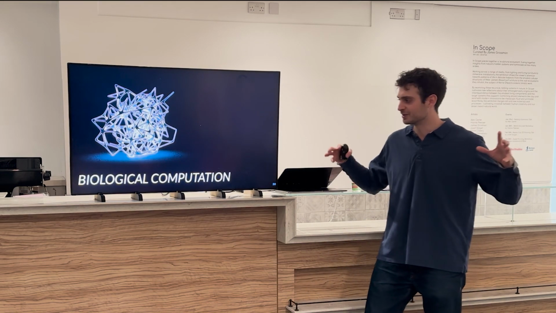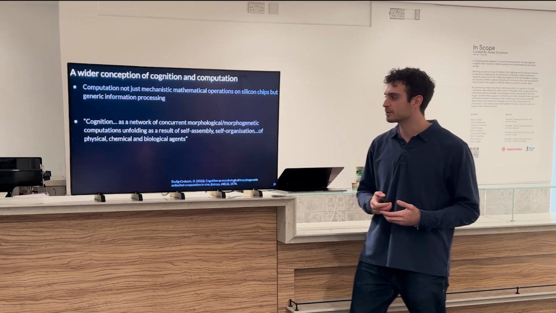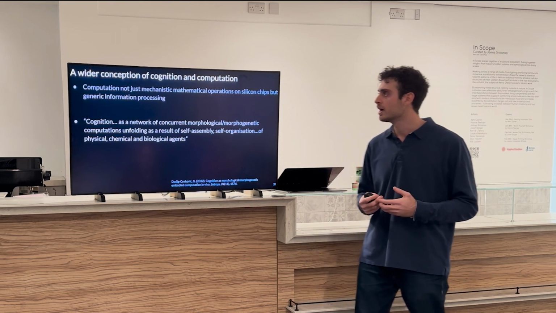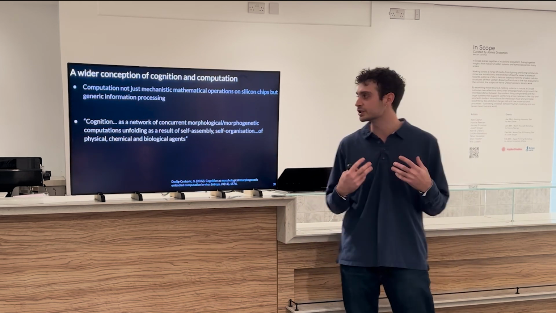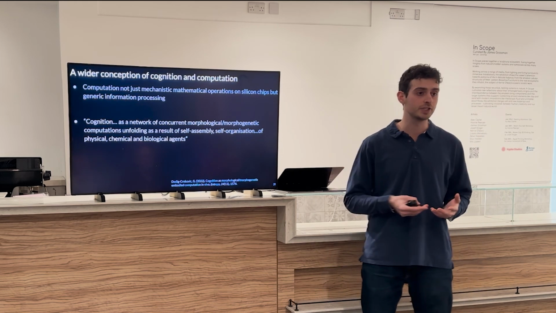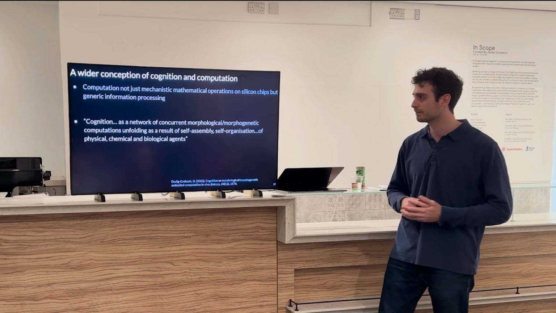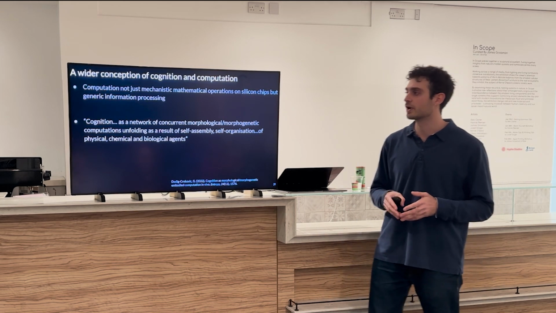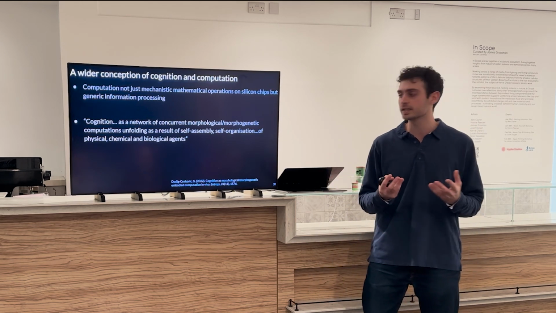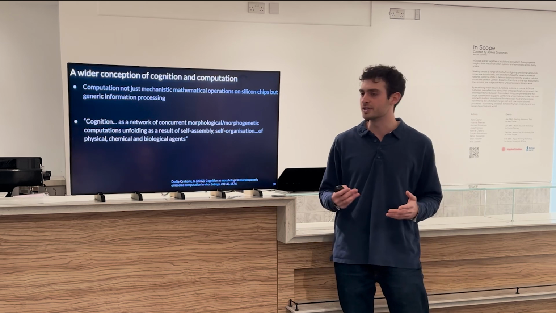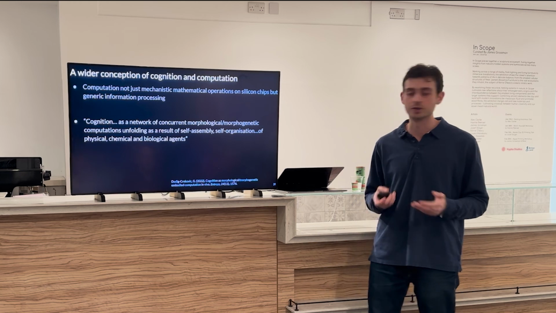But yeah, if we now think about cells being smart and think about this from a computational lens, perhaps we also need to redefine our conception of cognition and computation to fit this description. So in this talk, I really want computation to be seen not just as a mechanistic series of mathematical operations being done on silicon hardware, but as generic information processing that's agnostic to that. And equally, I think Krakauer has this great definition for cognition, and we can see that as a network of concurrent morphological or morphogenetic, meaning shape or growth related, computations that are unfolding as a result of self-assembly and self-organization of physical, chemical, and biological agents.